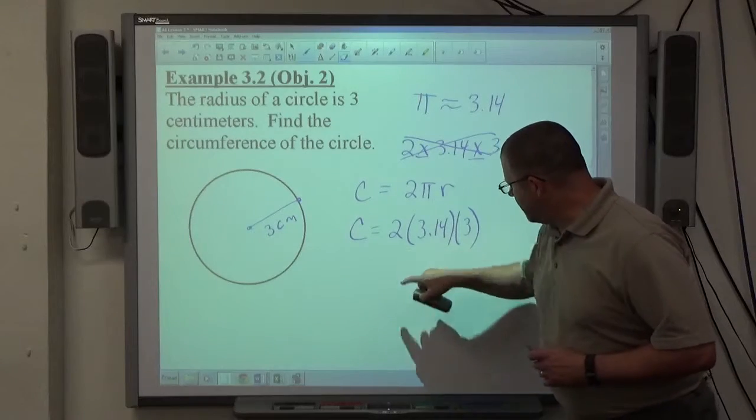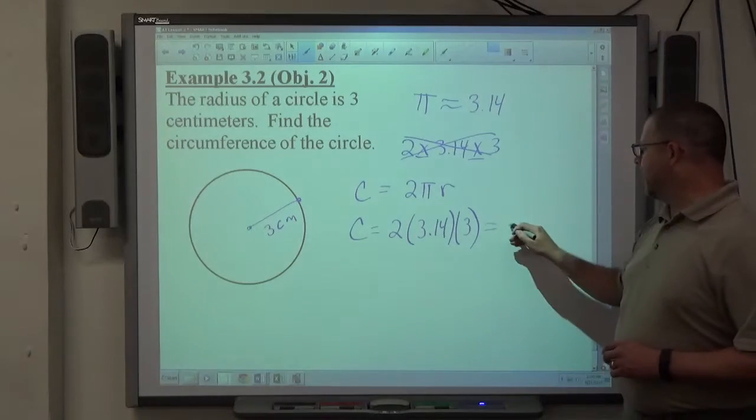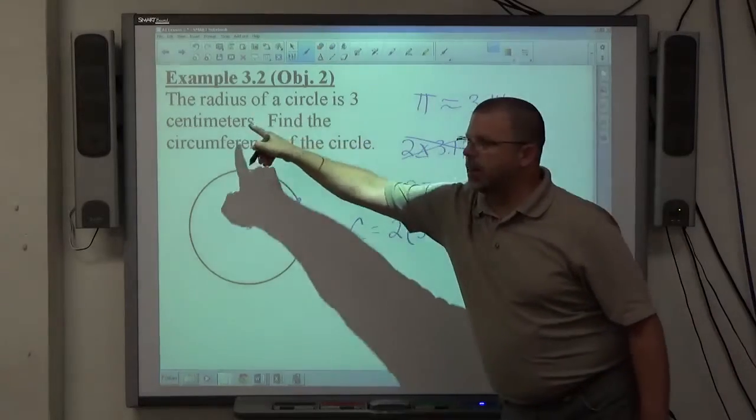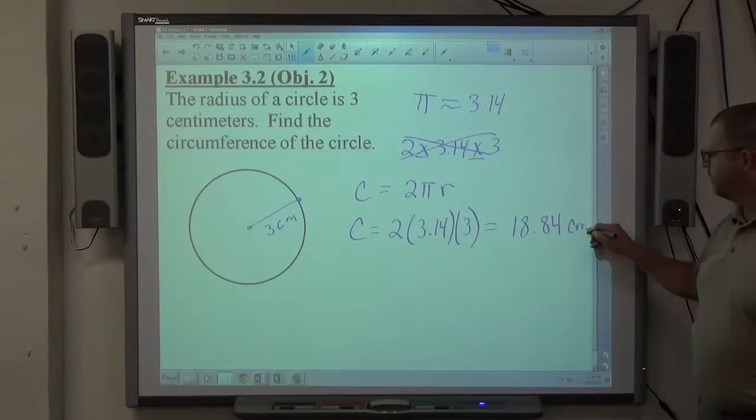And if we multiply all that out, we're going to get 18.84. And the unit of length here is centimeters, so we're going to put centimeters on that.